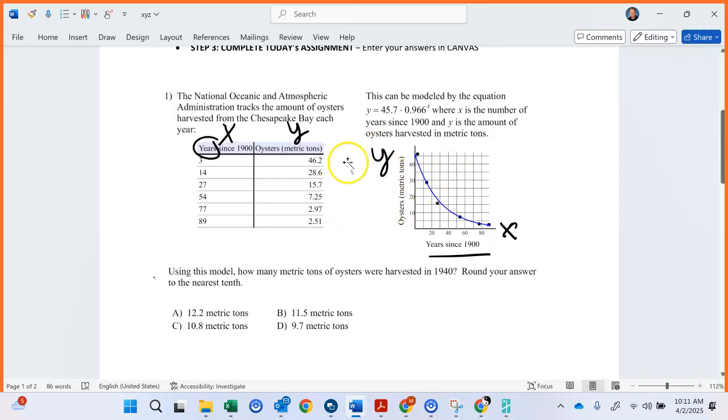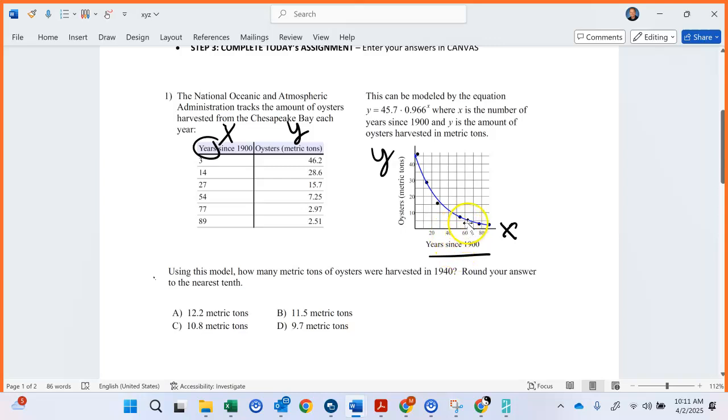All right, so once you're straight on what everything represents, the graph, the equation, and what they're saying in the table, now you can answer the question. Using the model, how many metric tons of oysters were harvested in 1940? Again, we're using the model, not the table. Then round your answer to the nearest tenth. There are two ways we can do it: we can use the model, the equation, or we can use the graph.